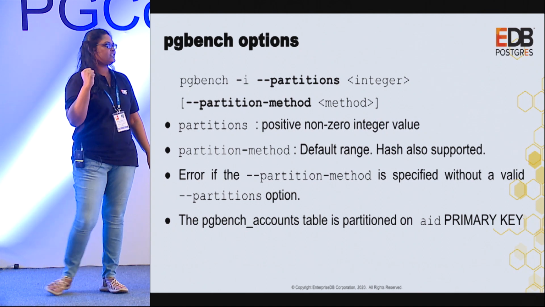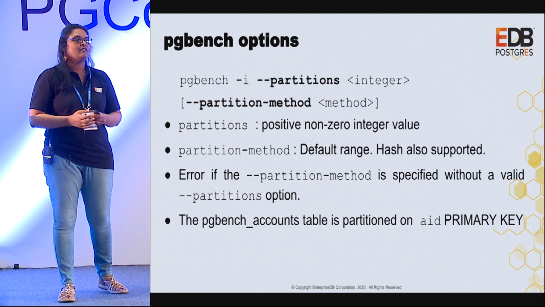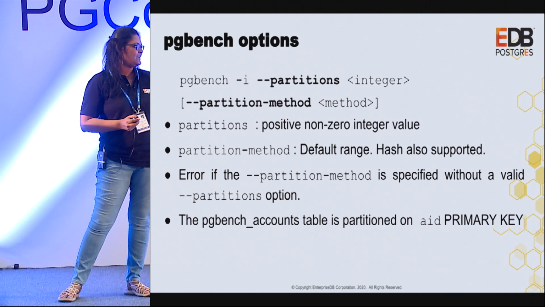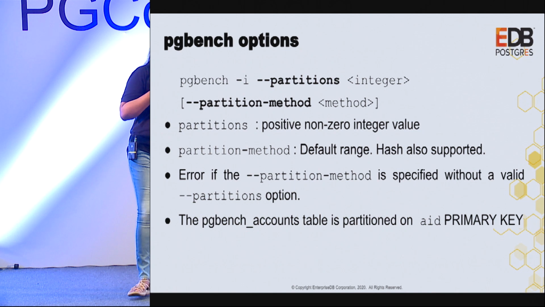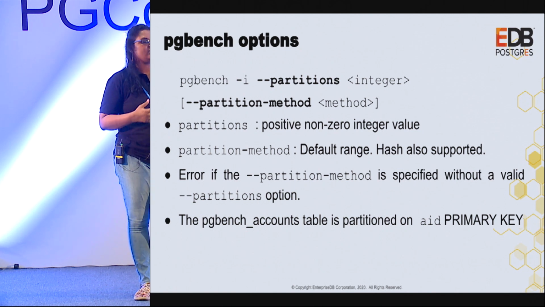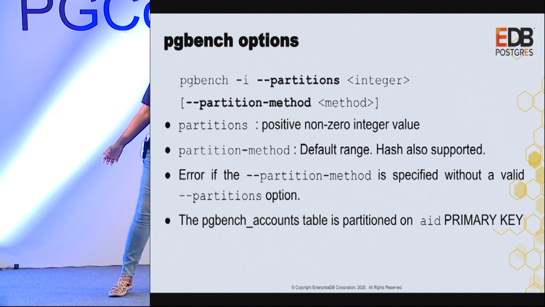PGBench technically has 4 tables which it uses, and one of the tables, PGBench accounts, which is the largest table that it creates, is what is partitioned on the AID column, which is also the primary key of that particular table.